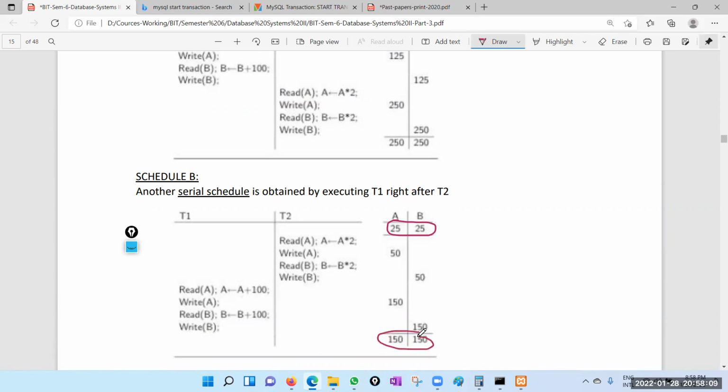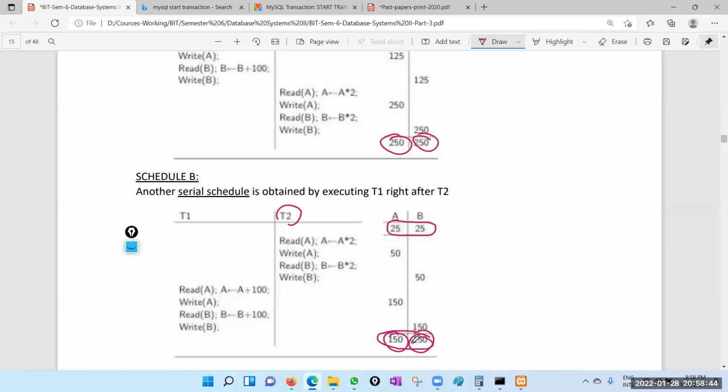Now you can see that there are two different serial schedules. When you do T1 and then T2, your final balances are 250 and 250. When you do T2 and then T1, your final balances are 150 and 150. You can see that the first serial schedule results in one result, and the second serial schedule results in a different one. If you take the same initial balance, we are getting two different results.